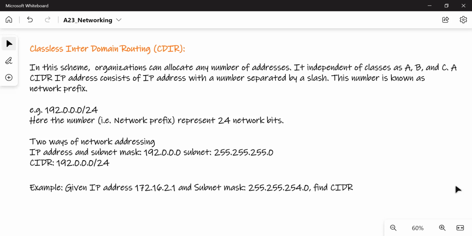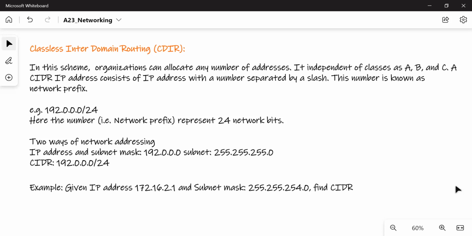In this particular case, together with the IP address, a number with a slash will indicate how many bits are allocated for the network. So in this particular example, when I say 192.0.0.0/24, that 24 represents network bits. So we can talk about two ways of network addressing. We can provide an IP address and subnet mask.